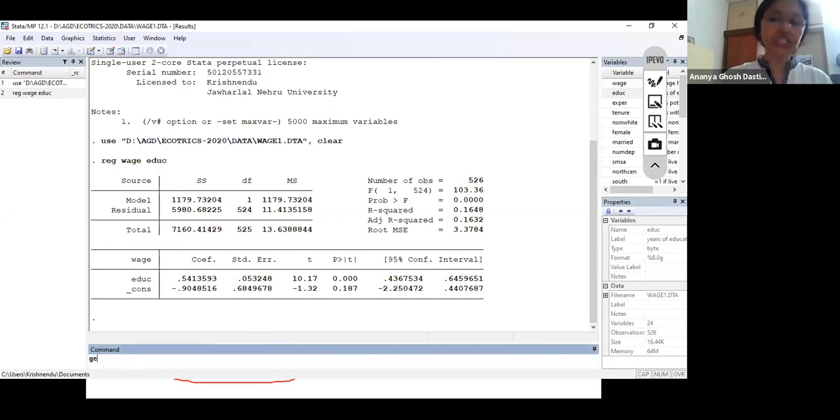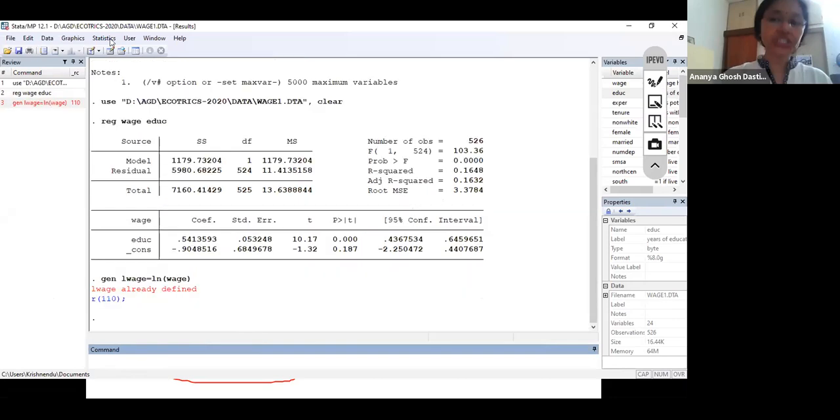So first, I will generate a variable called log wage, which takes log of wages. Okay, and Stata is giving me an error message. It is saying that log wage is already there. So wonderful, the data already has it. I must have done it earlier. So I am just going to regress log of wage on education.